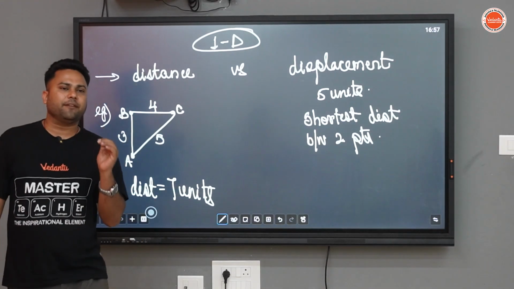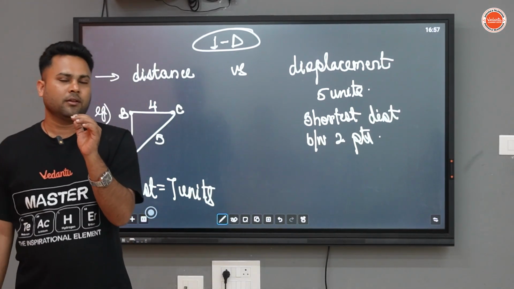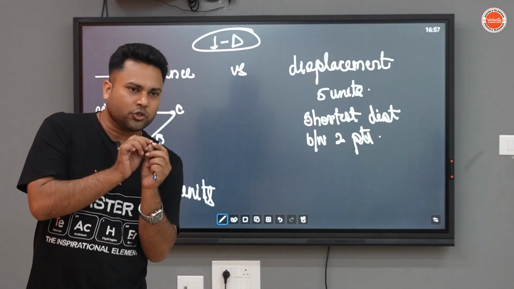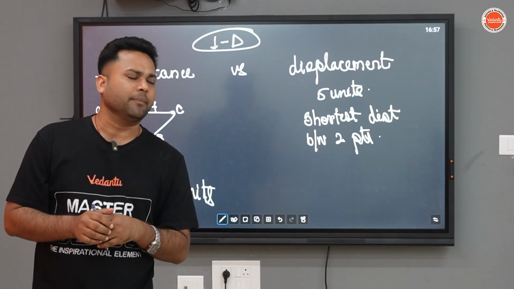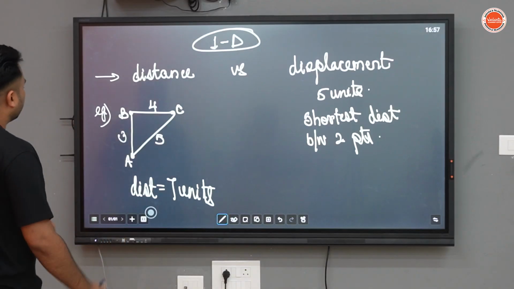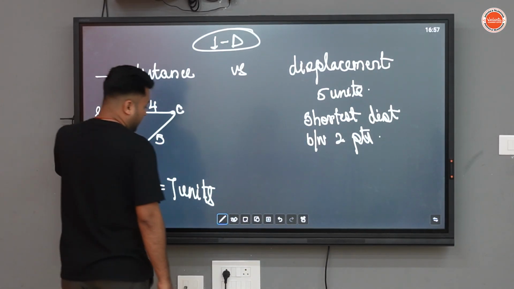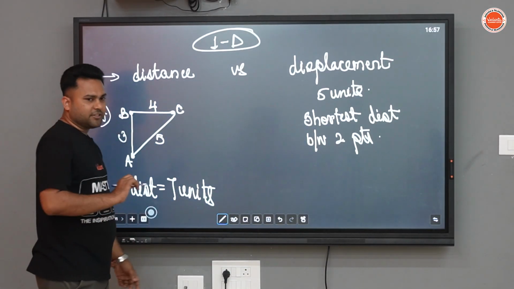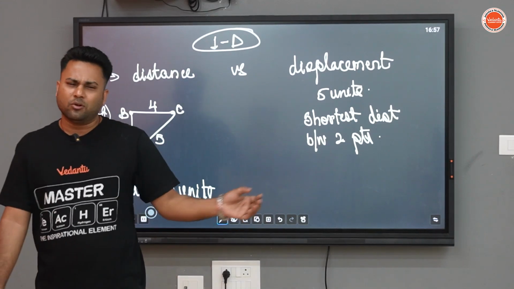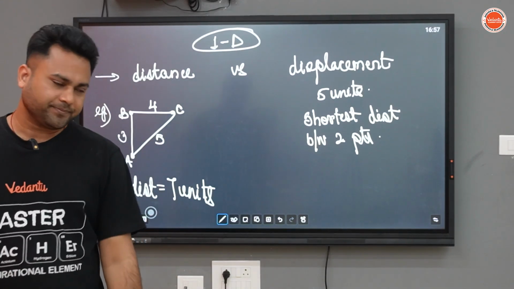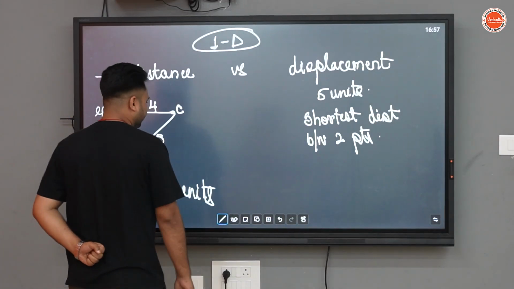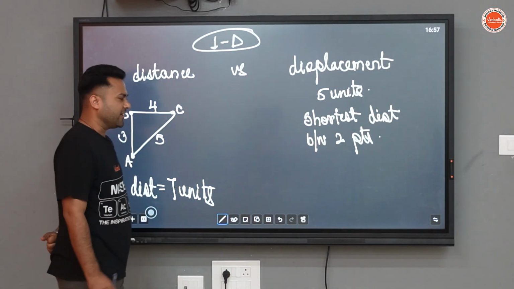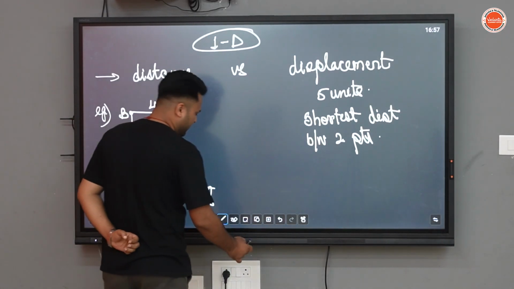So for distance we have to cover all the length, and for displacement just join the initial point with the final point and see how much distance it is coming out. Okay. Write fast, very fast. And if you know these things and you remember also, then you can ignore. So okay, next.